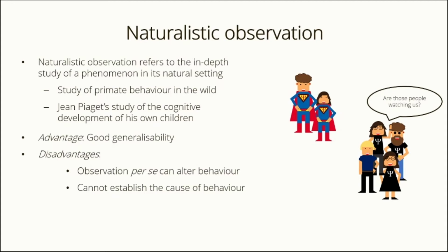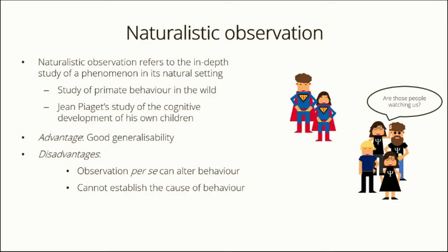Naturalistic observation refers to an in-depth study of a phenomenon in its natural setting. So psychologists find naturalistic observation a useful tool in practice. For example, if a child is having difficulty in school, it is probably advantageous to observe the child in the school environment to obtain a first-hand view of the problems. So that's where it can be helpful. It's used a lot in primate studies, looking at their behaviour in the wild. Piaget also used it looking at cognitive development of his own children.